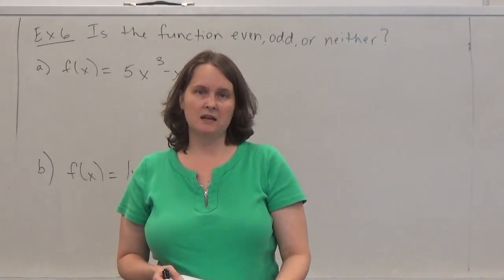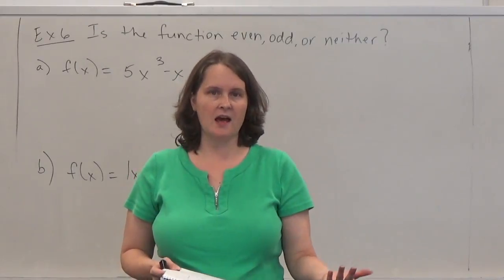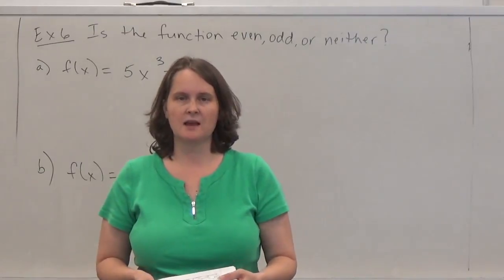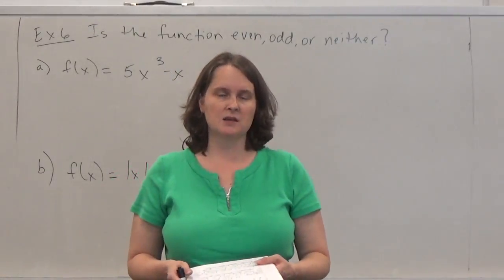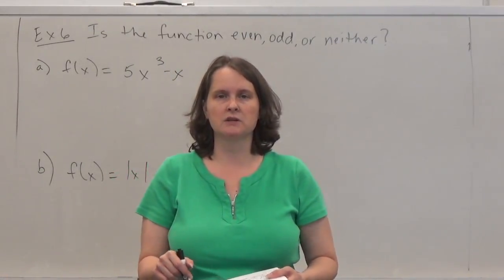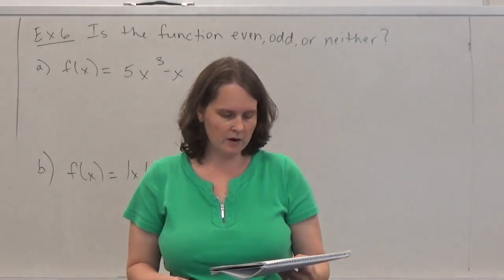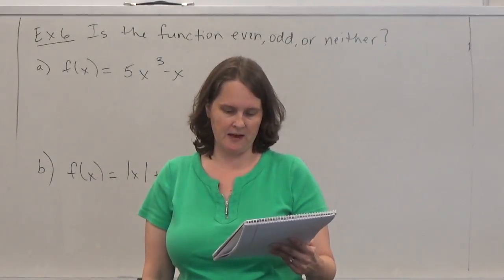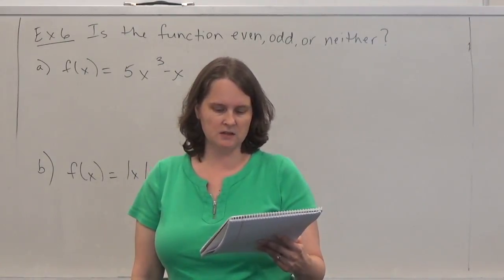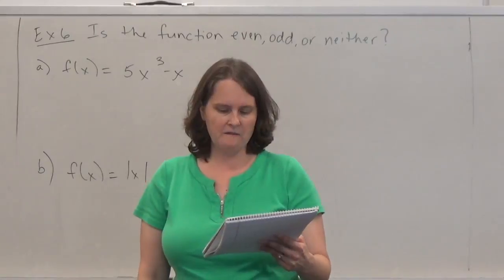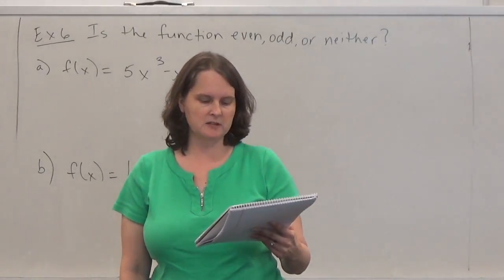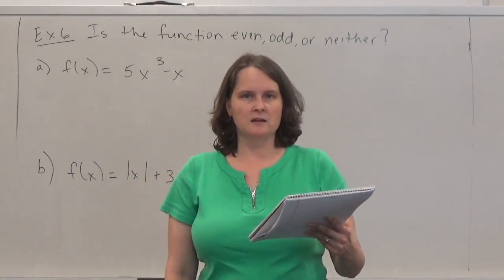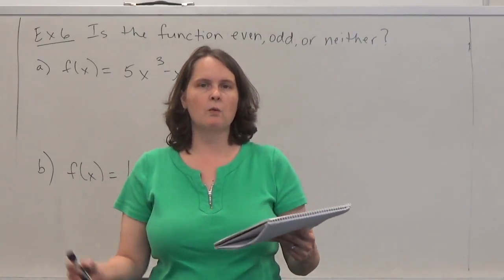Another way you could think of that is if you put in negative x for x, you need to get the same thing back as you started with. So you're checking to see if you're getting the same exact equation back by substituting negative x into the original function. All right. Our second definition: if f of negative x equals negative f of x for every value of x in the domain of the function f, then f is called an odd function and its graph is symmetric about the origin.